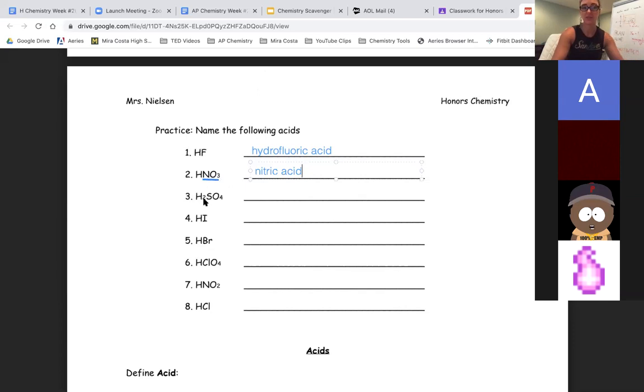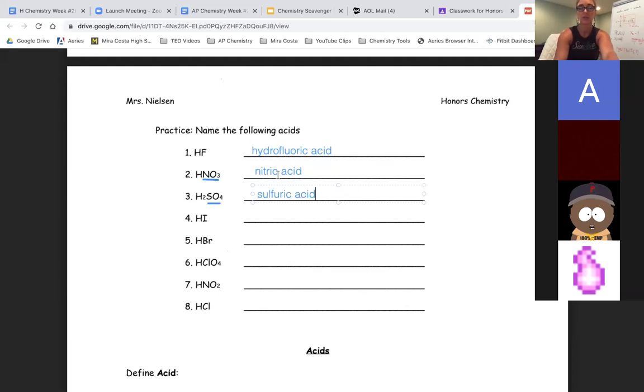Okay, next one, H2SO4. Spot the polyatomic ion. There it is. Told you guys you need to know these polyatomic ions. H2SO4, that's sulfate. We change the ate to ic. You might want to call this sulfic acid, but it's a little bit of an exception. It's sulfuric acid.